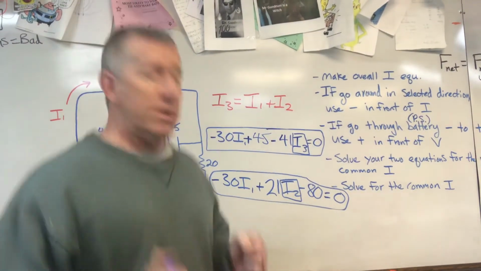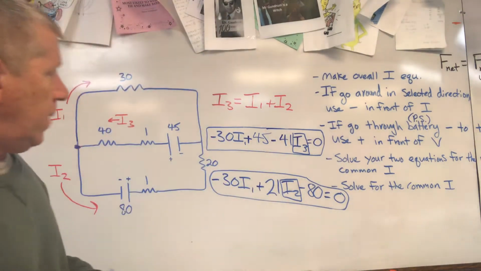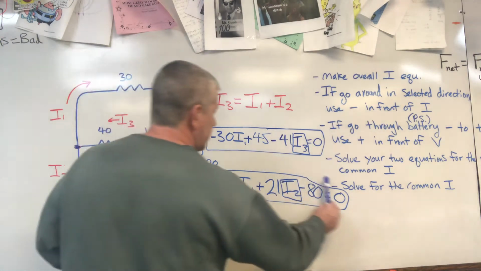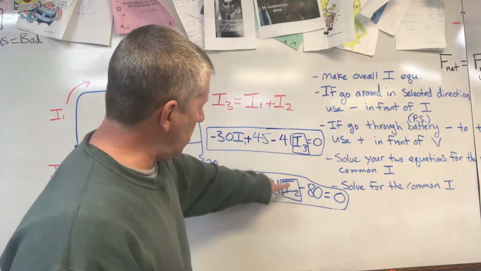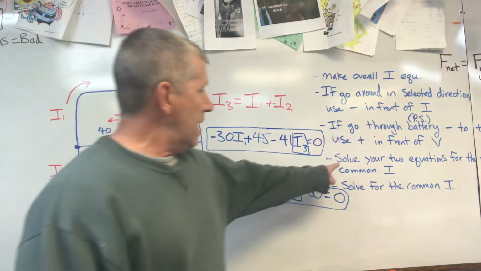Okay, kids, let's do it. So what I've done is we now have our two equations. Put a box around our first equation and a box around our second equation, and look what I've done. I have boxed out I2 and I3. Why did I do that? Here's why.